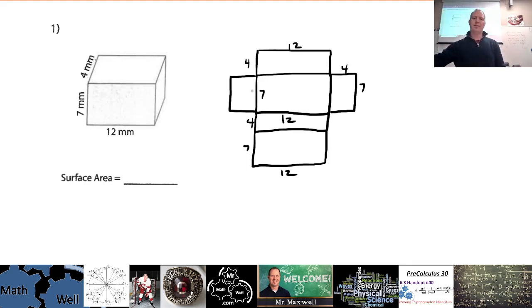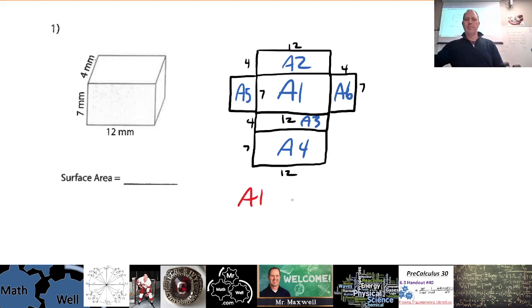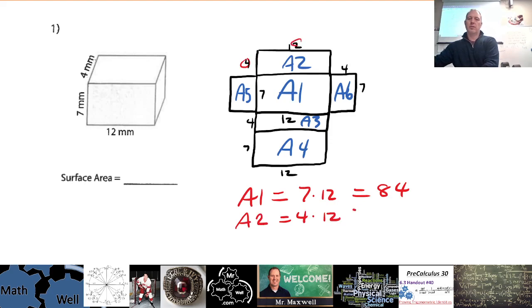All right, so let's say I'm going to do area 1, area 2, area 3, area 4, area 5, and area 6. You can label them a little bit differently, but if you're following along with me, you want to label them the same as me, perhaps. Area 1 is 7 times 12, which is going to be 84. Now, we'll do our units at the very end because this doesn't have to take a long time. So area 2 is 4 times 12, which is 48.